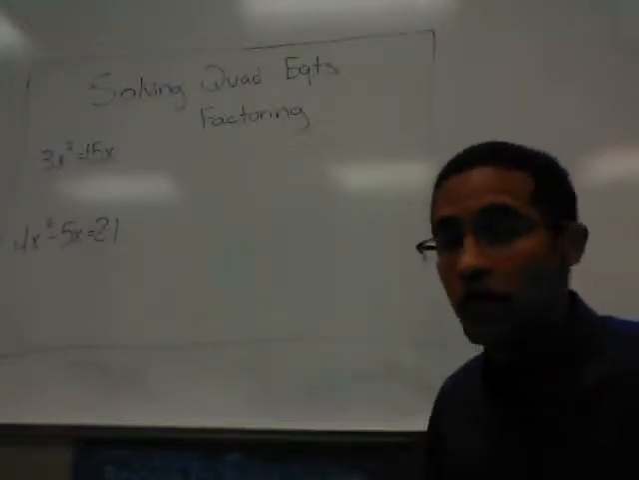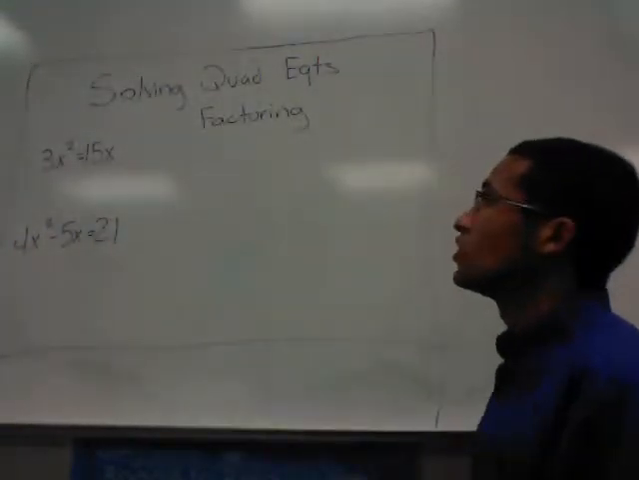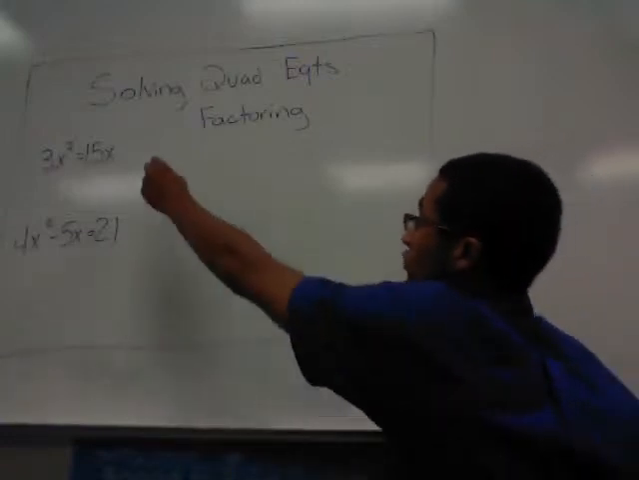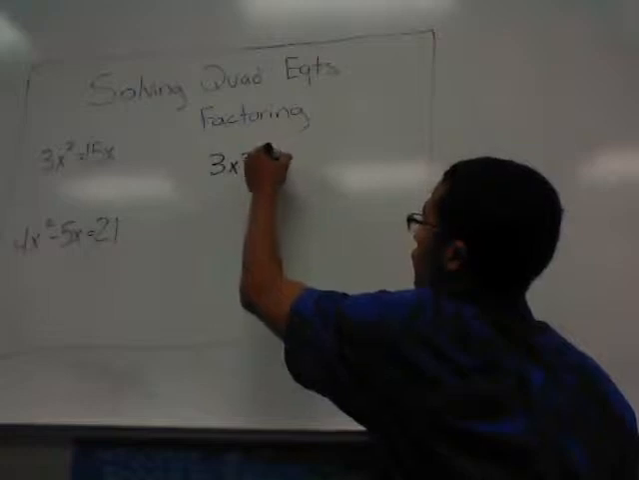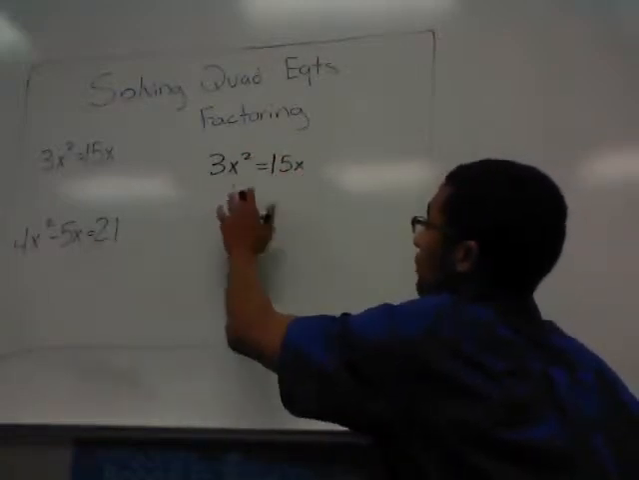So what we're going to do here is we have 3x squared equals 15x. What you want to do is get everything on one side of the equation, all right? So I'm going to move this over here for you. And what we want to do is, let's move this 15x to the left side. So everything's on one side so we can factor it.